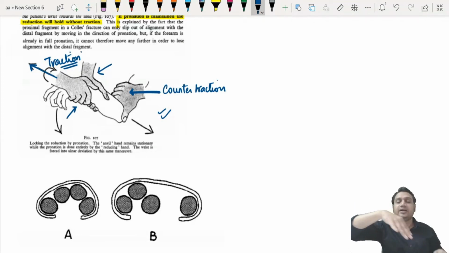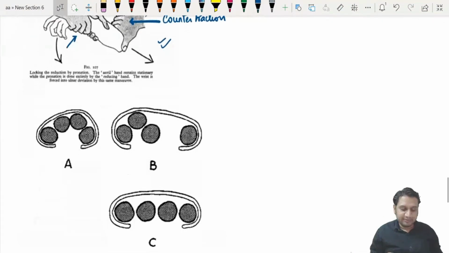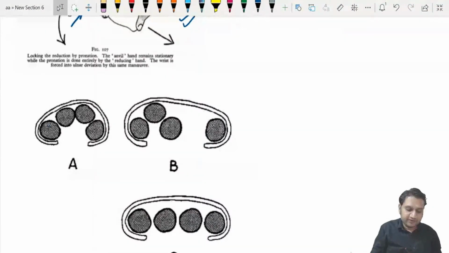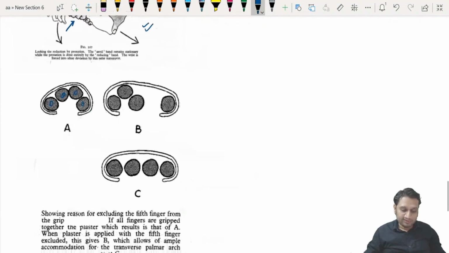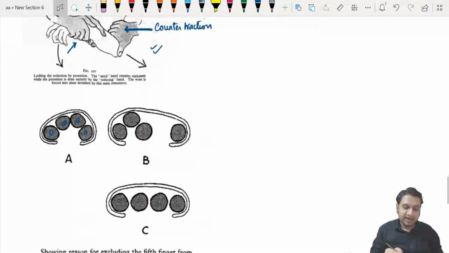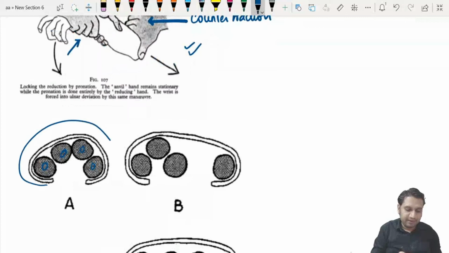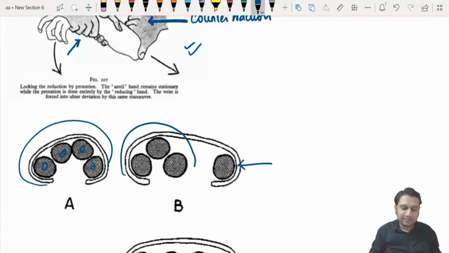Why are we leaving this little finger, why don't we give traction on this finger? You can easily understand by this image, right? So this is finger 1, finger 2, finger 3, finger 4. If we pull all the 4 fingers, what will happen? This is going to compromise the palmar arch. But if I leave the little finger separately, only 3 fingers are coming together, so my palmar arch is not getting compromised here, right?